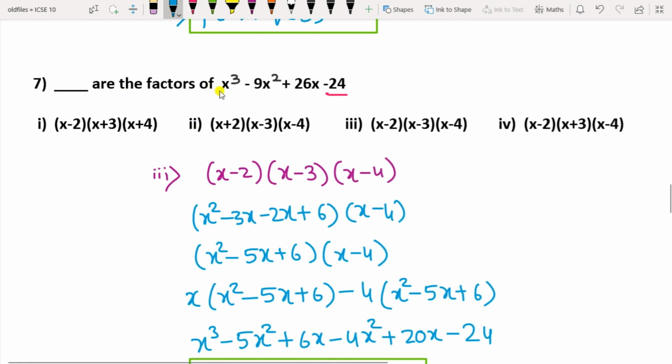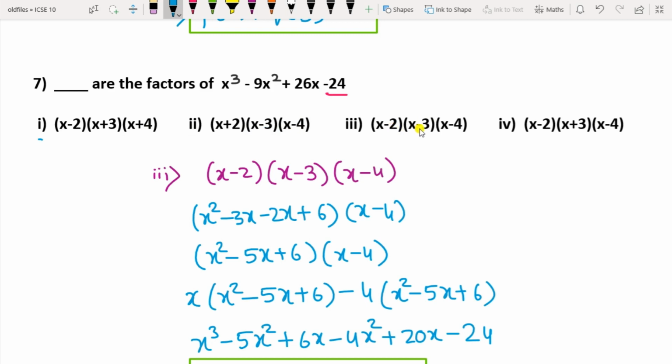Question 7. Dash are the factors of x cube minus 9x square plus 26x minus 24. Now you can see the constant term here, it is minus 24. So to get minus 24, out of these 4 options, which 2 can you eliminate? Here minus plus is minus, and minus minus will be minus. So this you can consider. In this case, plus minus is minus, minus minus is plus. You need minus 24, but here you are getting plus 24. So this option you can eliminate.